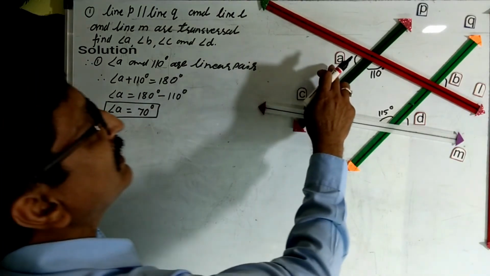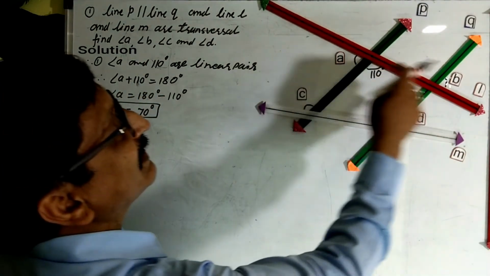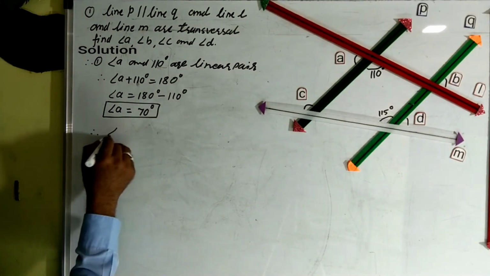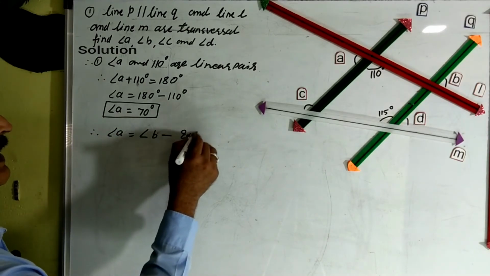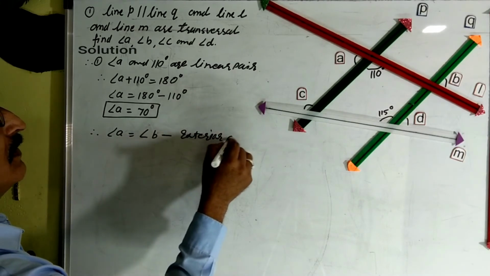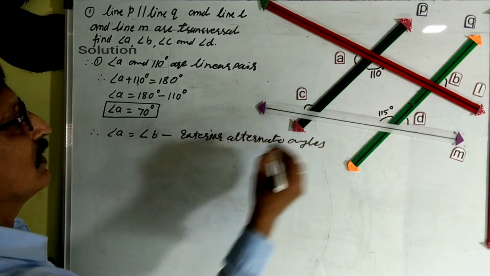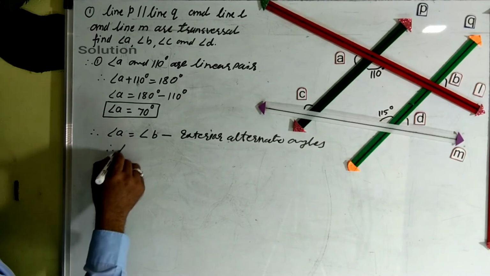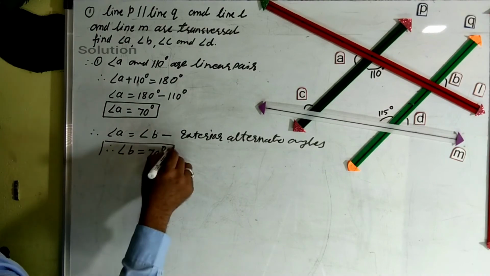Now see, this angle A and B, are they related with each other? Yes, they are exterior alternate angles, and you know that exterior alternate angles are congruent, and therefore you can write here angle A is equal to angle B. What is the reason? Exterior alternate angles, and therefore you know the measure of angle A is 70 degree, and therefore the measure of angle B is also 70 degree. That means we got here two angles.